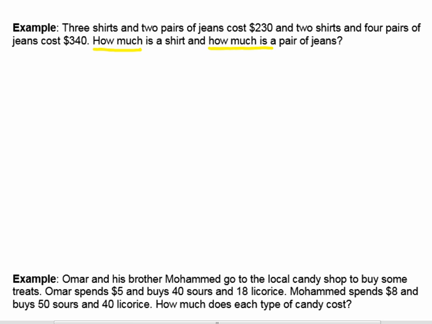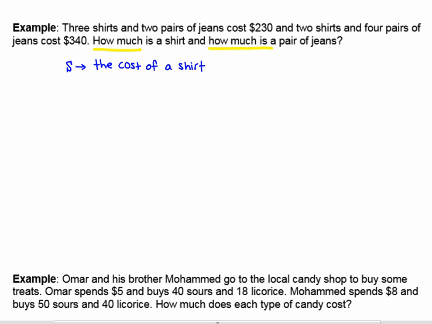What do you want to use as a variable for a shirt? S. So if we're going to use S, we have to define it. Is it the number of shirts or is it the cost of a shirt? It's saying how much is a shirt? The cost of a shirt. You can't just say S is a shirt. It's either going to be the cost or the number. One of the two. Just saying S a shirt, that's not specific enough.